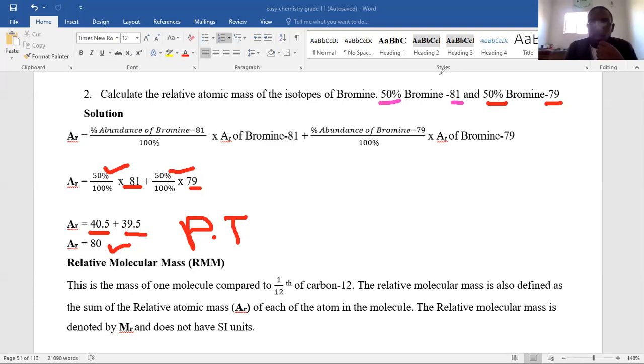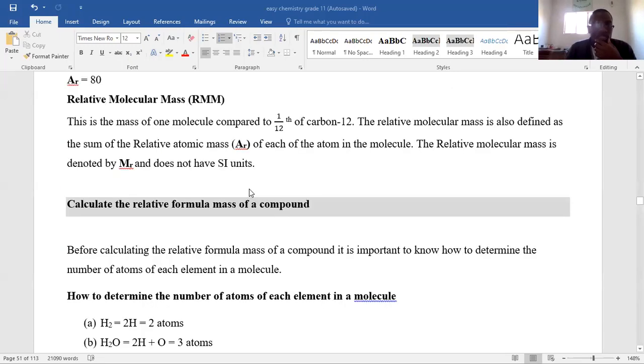Then to proceed, we're going to look at what we call the relative molecular mass. Relative molecular mass is the mass of one molecule. What is a molecule? I believe we know the meaning of a molecule. It's the mass of one molecule compared to the reference, which is 1/12 of a carbon atom. It's just the sum of the relative atomic masses of the atoms in a molecule.